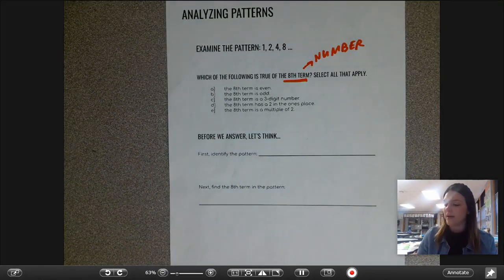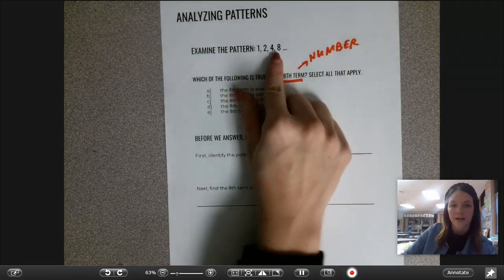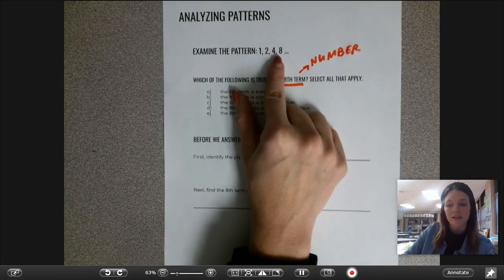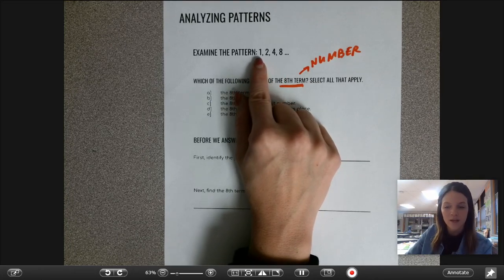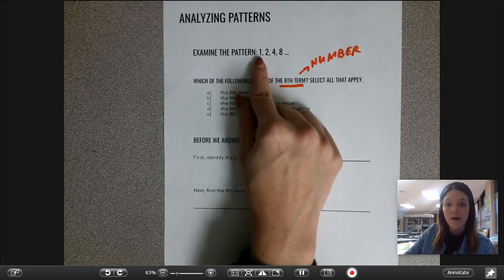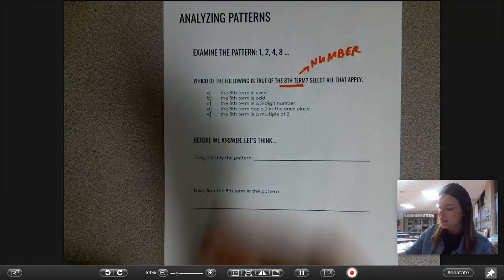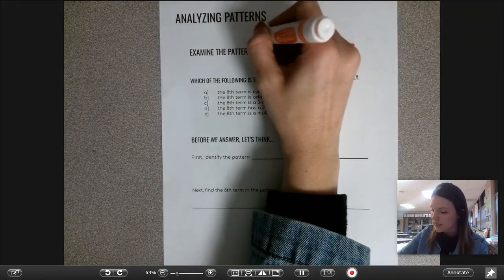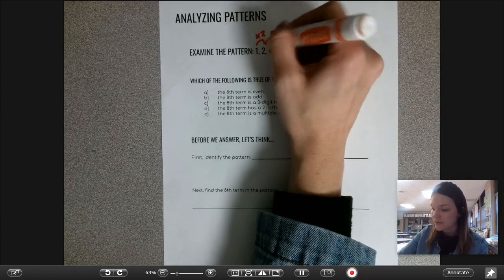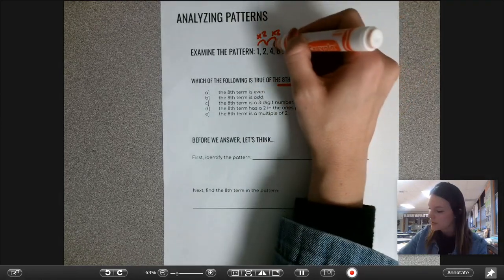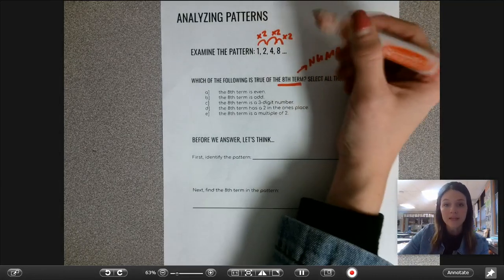So if we look back up at 1, 2, 4, 8, my first instinct is to think that we're counting by twos. But when I look back, I know that 1 is not a multiple of 2. So now what I think is happening is we are doing 1 times 2, which is 2. 2 times 2 is 4. And 4 times 2 is 8.